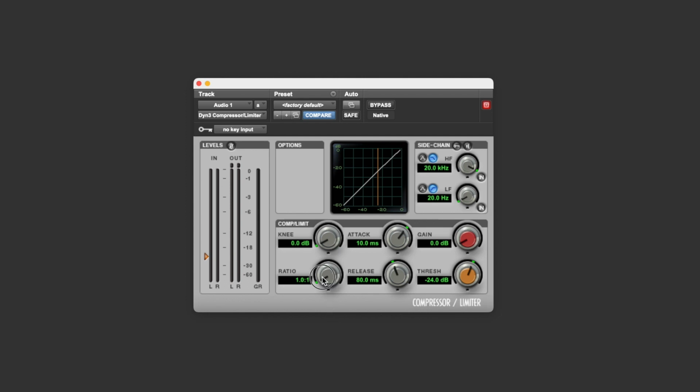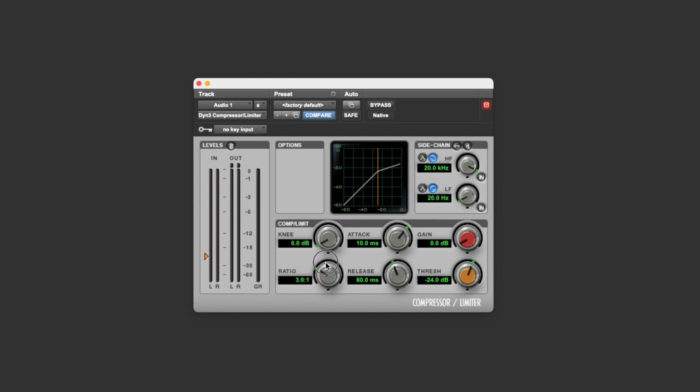If we had a ratio of 2:1, that means that the part of the signal that's got louder than the threshold is going to be turned down by half. So if the signal went 4 decibels over the threshold, it would be turned down to just 2 decibels louder than the threshold. If the signal went 6 decibels over the threshold, it would be turned down to just 3 decibels above the threshold.